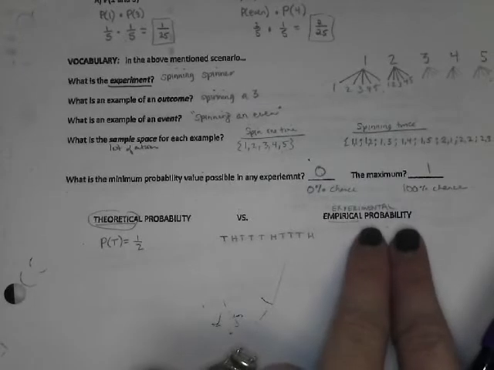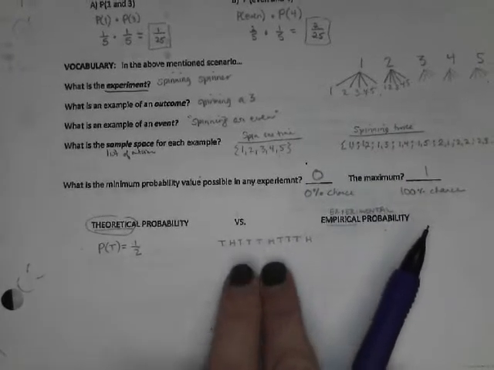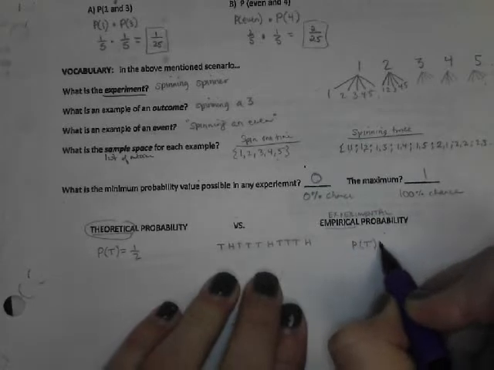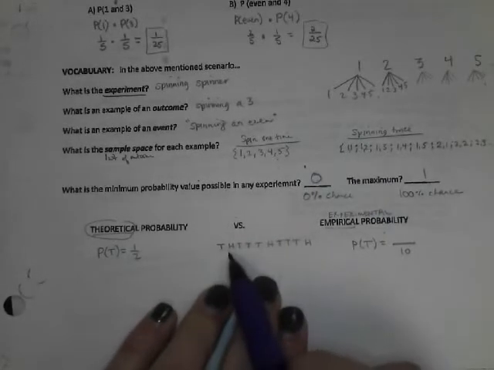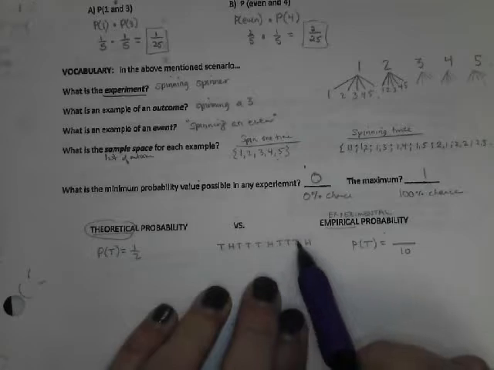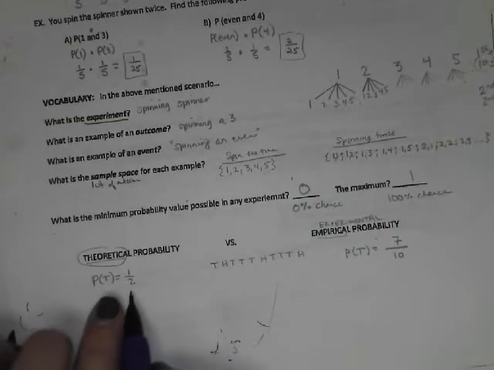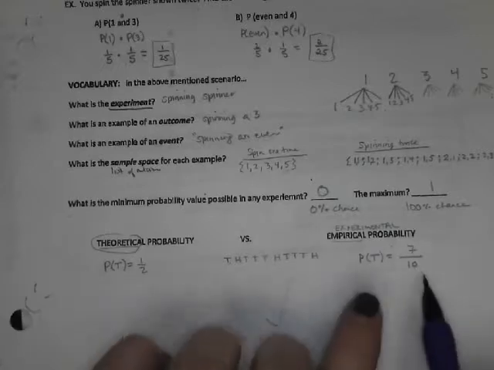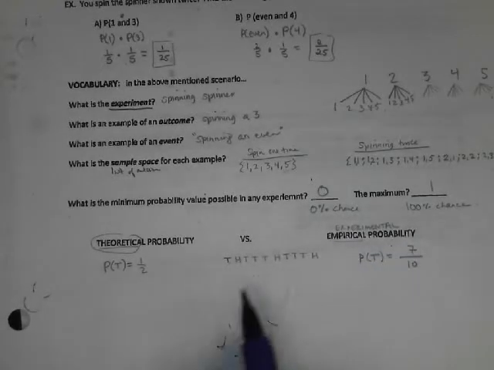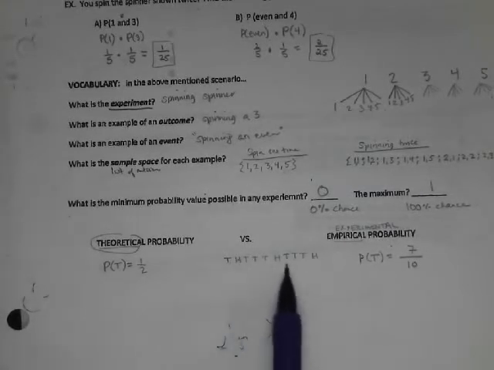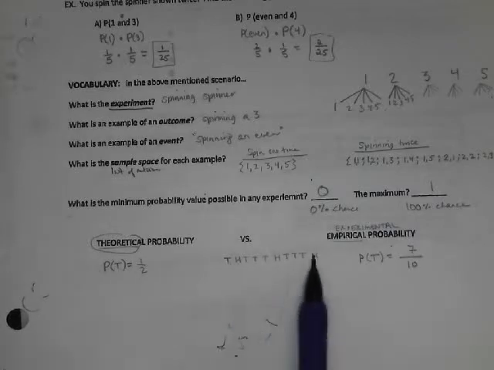Empirically, though, this is the probability based on what we actually saw happen. Out of the 10 trials, how many were tails? 1, 2, 3, 4, 5, 6, 7. So in theory, the probability of tails should be 1/2. Empirically or experimentally, what we actually saw, based on the observed results, it was actually 7 out of 10. Now, in theory, the more trials you do, if this is a fair coin, if you did 1,000,000 trials, it should get closer and closer to 1/2 as you do more and more trials. But weird things can happen. It's all luck of the draw.